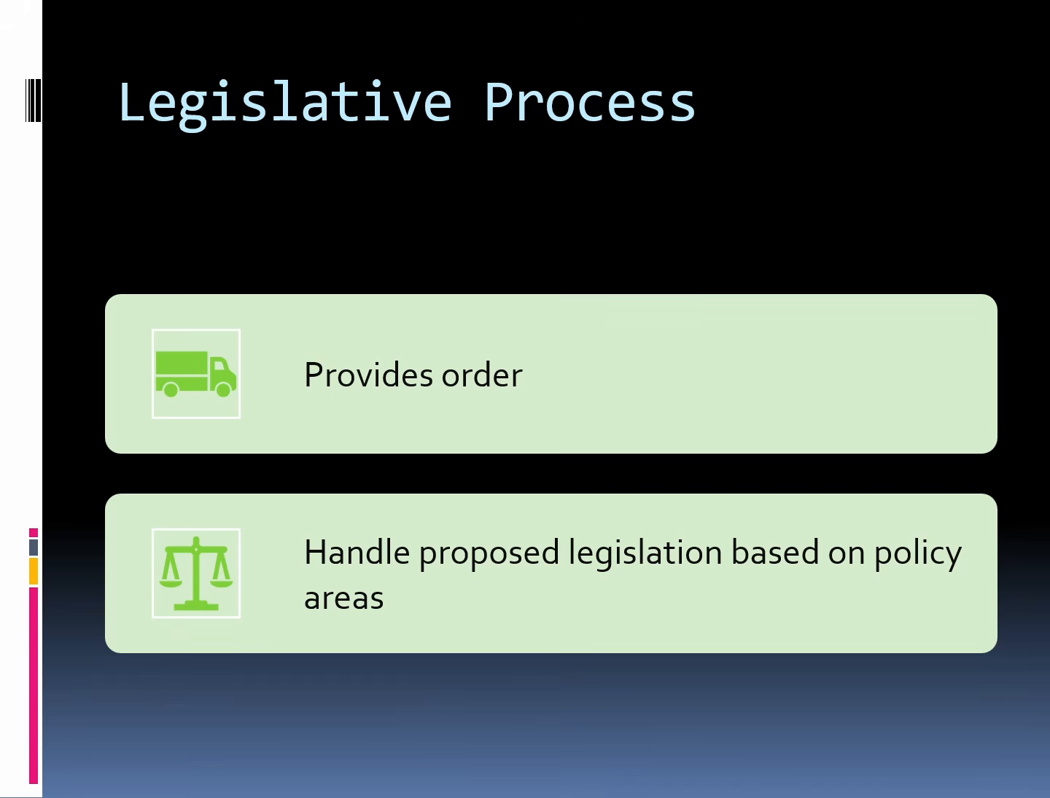Let's talk first about the legislative process. The legislative process is basically how a bill is going to be introduced, how it's going to be advanced, whether or not it's going to be able to report out of the committee to be heard on the floor, and for the legislators to vote it up or down. So it's a whole process that we're going to be talking about. This provides some type of order, and each chamber has a little bit different way of doing things.